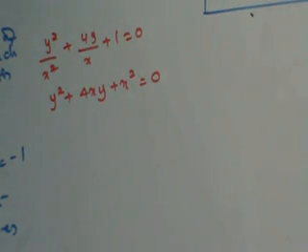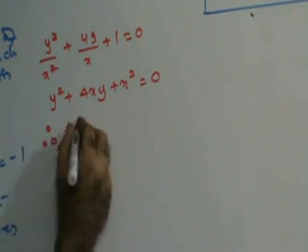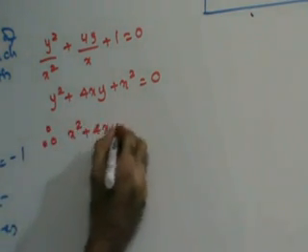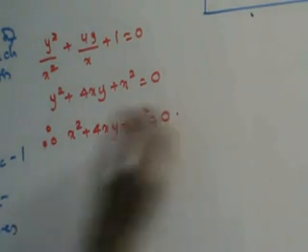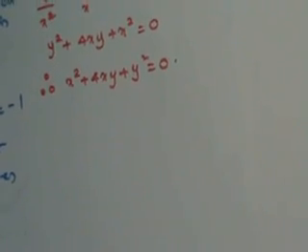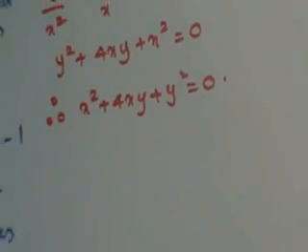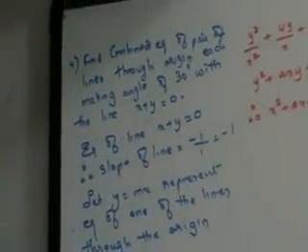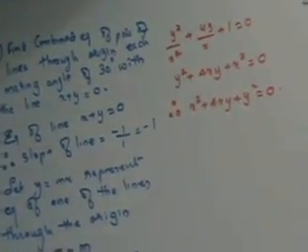What did I do here, guys? I took x square as the common denominator and I took LCM. That x square common denominator, I took it on the other side. When it multiplies by 0, you will get the answer 0. Rearranging this, I'll get x square plus 4xy plus y square is 0. This is the equation of pair of lines passing through the origin and making an angle of 30 degree with the line x plus y is 0. Let's move on to the next sum, guys.